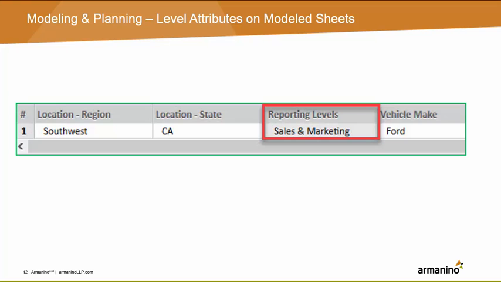Similar to the previous release that added the ability to display dimension attributes on the modeled sheet, you can now display level attributes as well. These are read-only display columns that add a visual look into details for levels. We can see here Sales and Marketing.